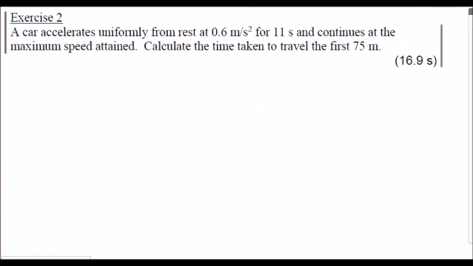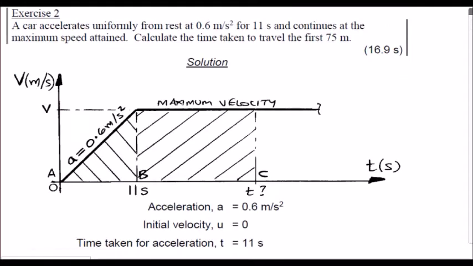Okay, exercise 2. What I would like you to do is to extract the information from the question here and try and draw the velocity time diagram first of all. So read the question carefully. There is my velocity time diagram. You'll sketch yours like mine, the information given.